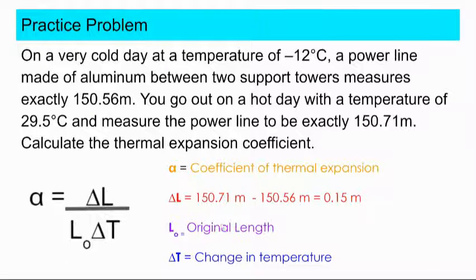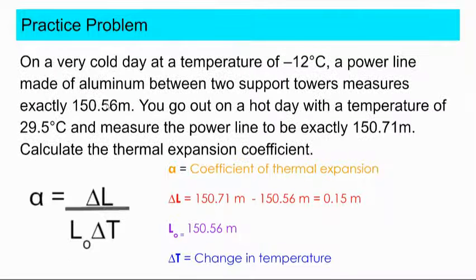Then we need to determine what our original length is. So that's the length that the line started at before the temperature change. So that would be 150.56 meters. Finally, we're going to calculate our delta T, or our change in temperature. So our change in temperature is going to be the difference between the initial and final temperature. Again, that's an absolute value. We're looking at how much the temperature changed over the testing time period.